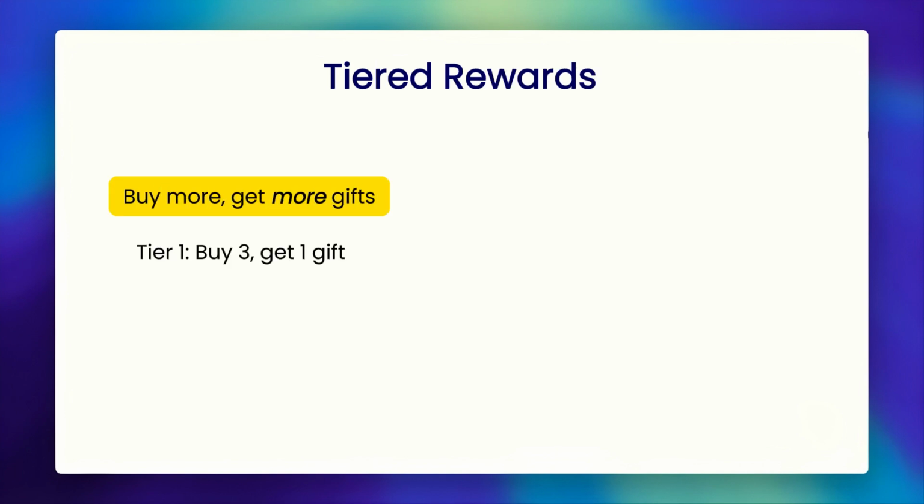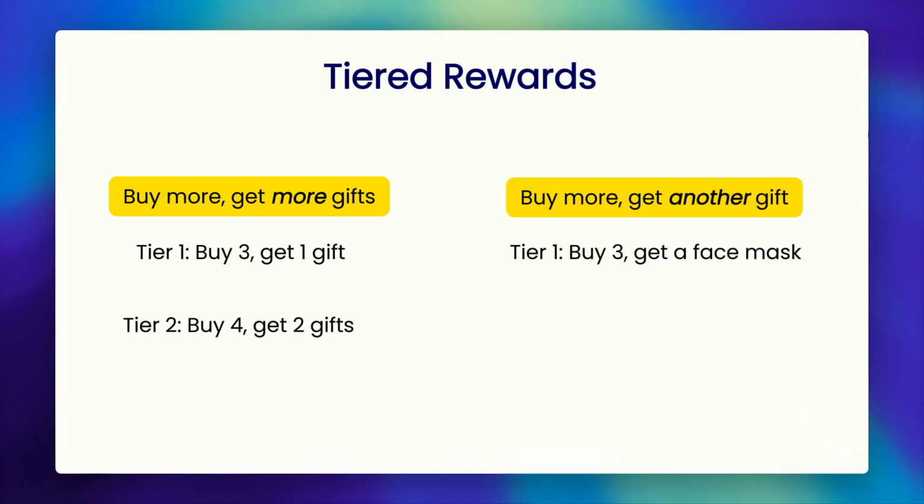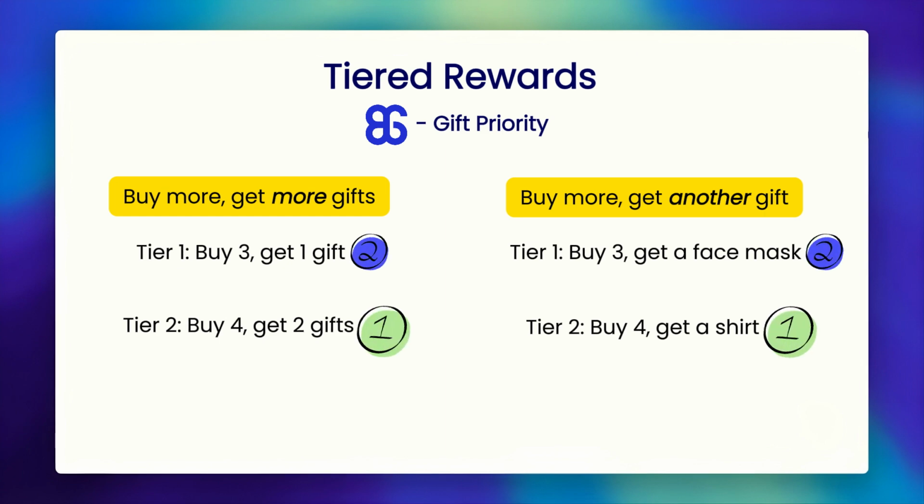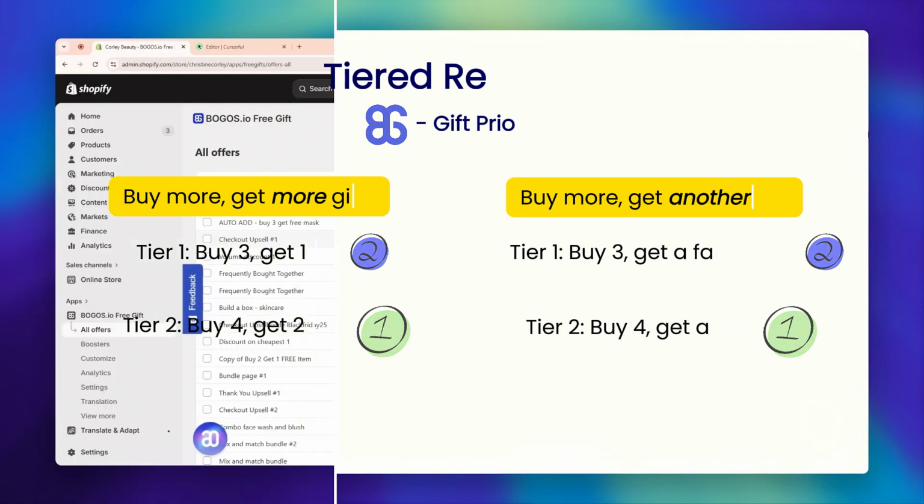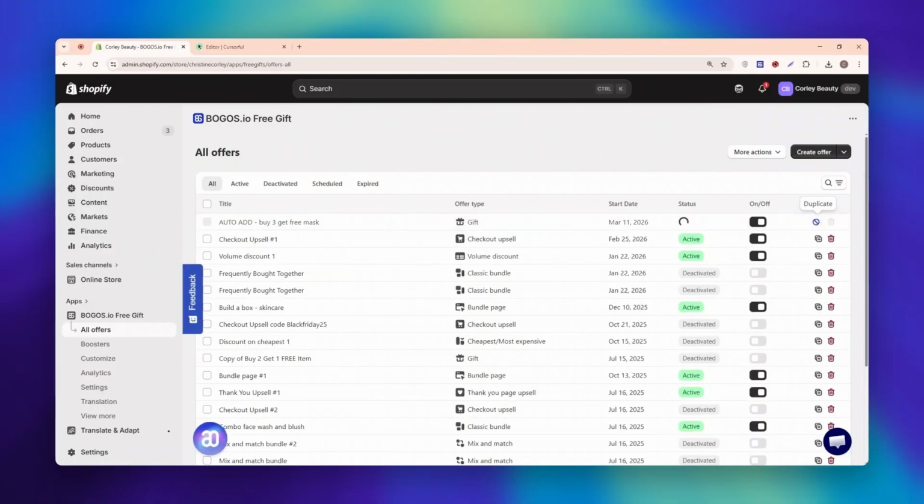To encourage bigger purchases, you can stack multiple tiers, like buy 3 products, get 1 gift, and buy 4 products, get 2 gifts, or buy 3, get a face mask, buy 4, get a shirt. BOGOS handles this with its gift priority feature, and the setup rule is simple. The higher the tier, the lower the priority number. To set it up, just duplicate the offer we just created.